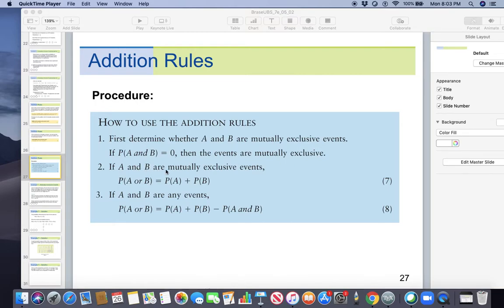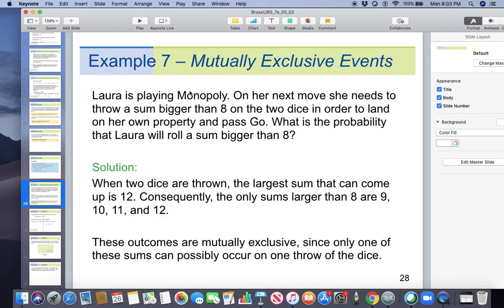If A and B are mutually exclusive events, then the probability of A or B is the probability of A plus the probability of B. If they are not mutually exclusive, or in any other case, the probability of A or B is the probability of A plus the probability of B minus the probability of A and B. This is the general rule. If A and B have nothing in common, then this is 0 and you get the previous formula. All right. So let's look at a game here.